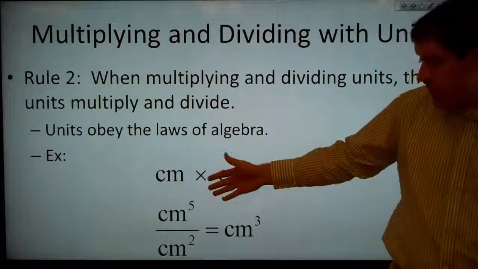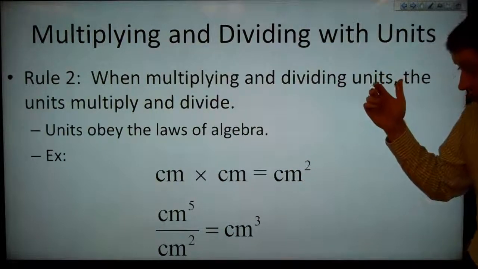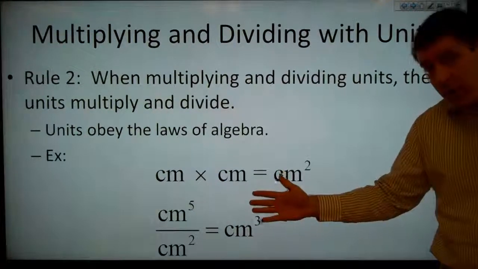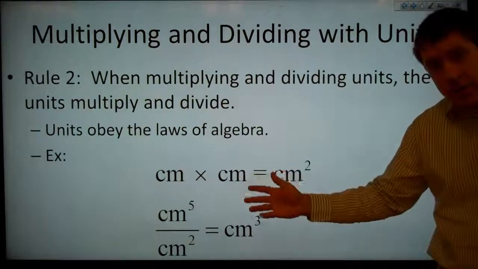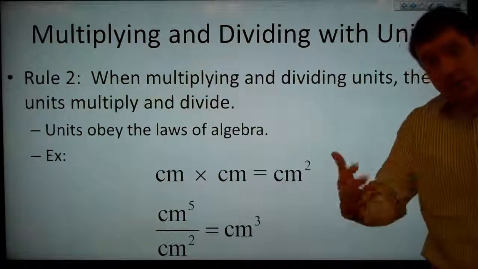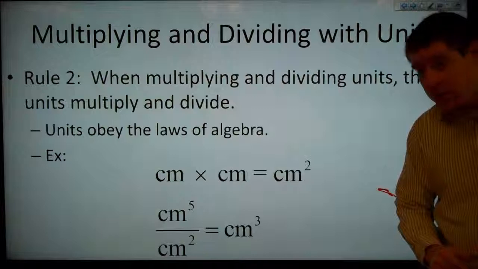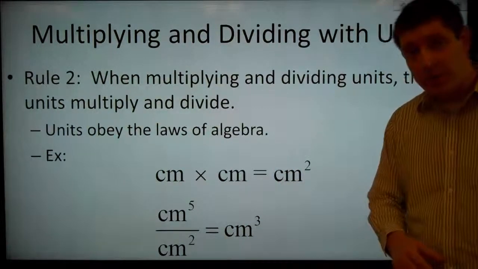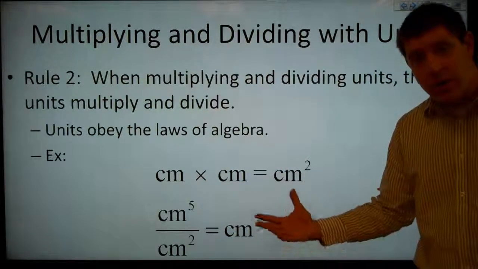If we have centimeters to the 5th over centimeters squared, then remember our rules for working with exponents. This is centimeters times centimeters times centimeters times centimeters times centimeters, 5 centimeters multiplied together, divided by centimeters times centimeters. So 2 of the 5 in the numerator will cancel with the denominator, and that means that we have centimeters cubed. So essentially, you can replace any unit here with x.